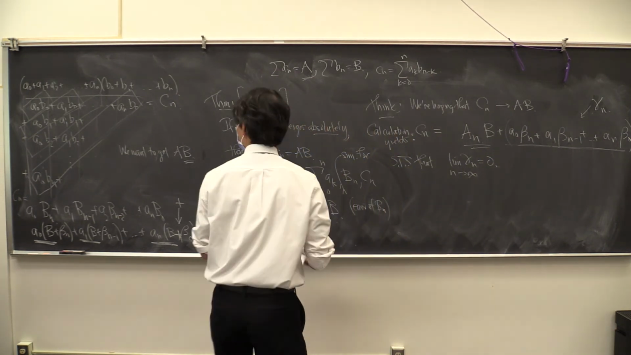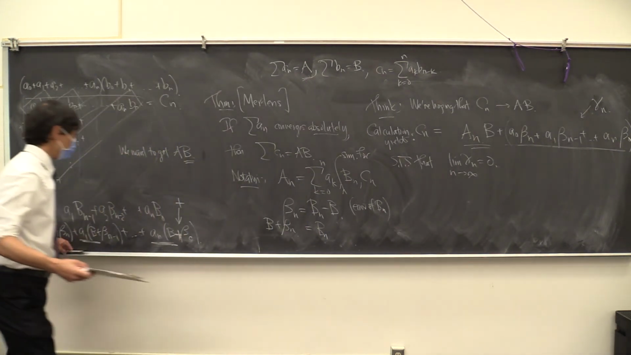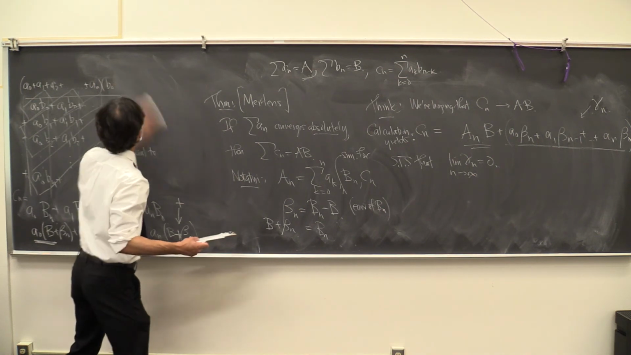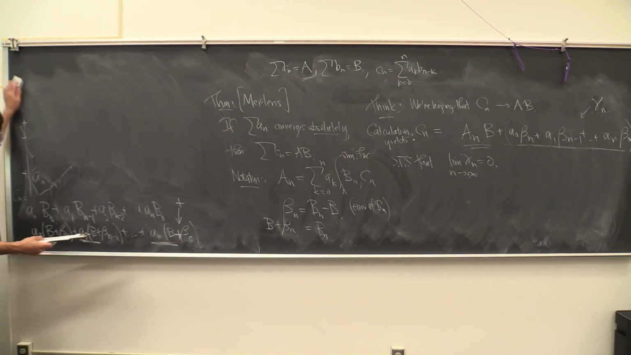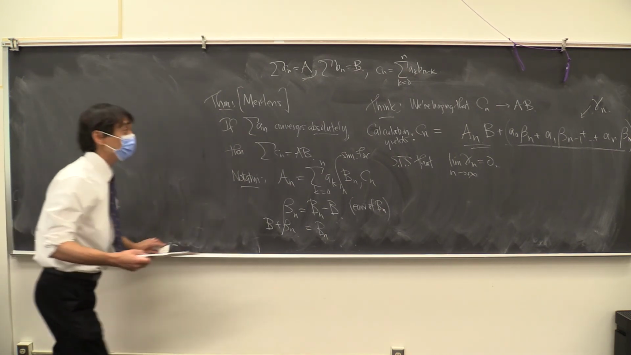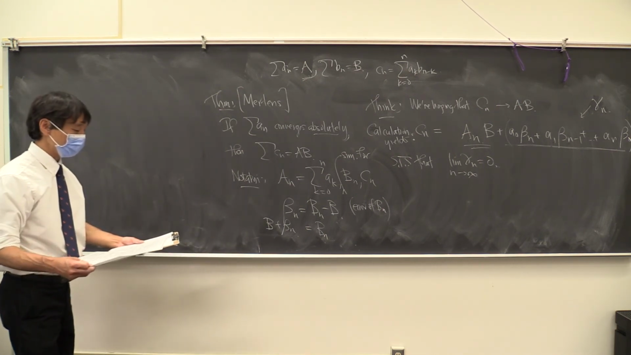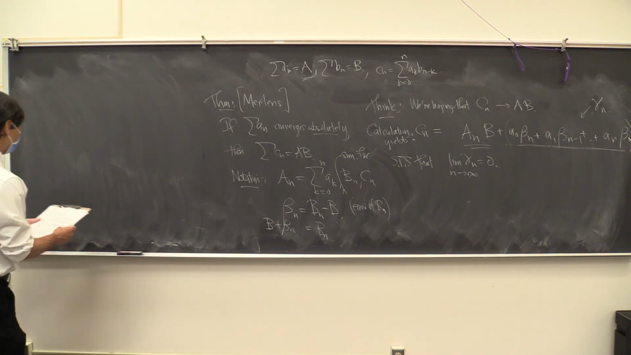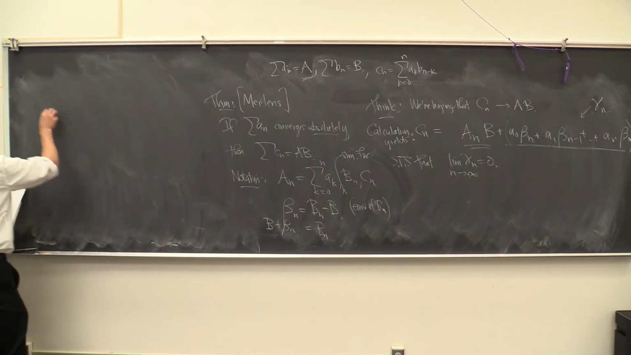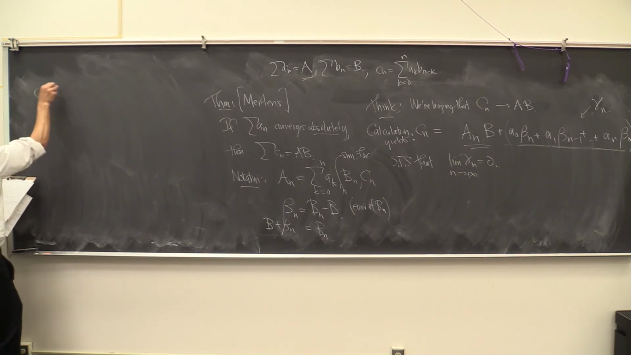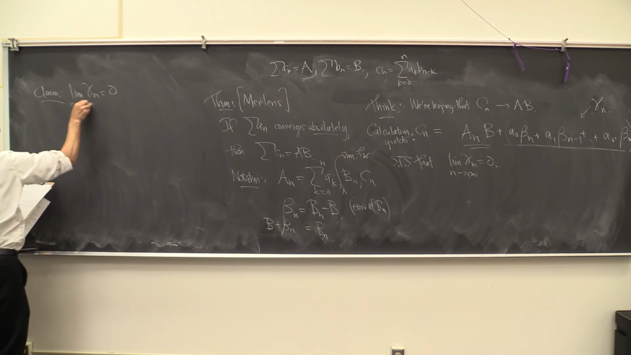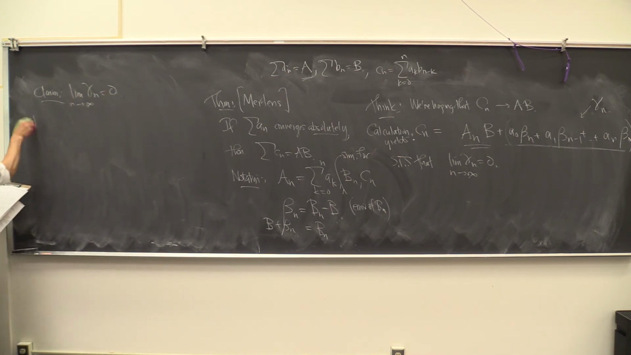Okay, so I'm going to erase this thing. And here's where the absolute convergence is going to come in handy. So, claim: the limit of the gamma sub n is 0 as n goes to infinity. And proof.